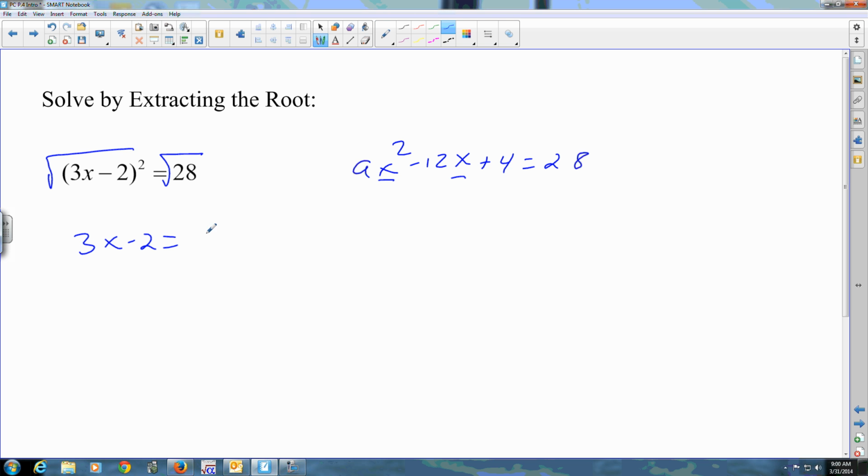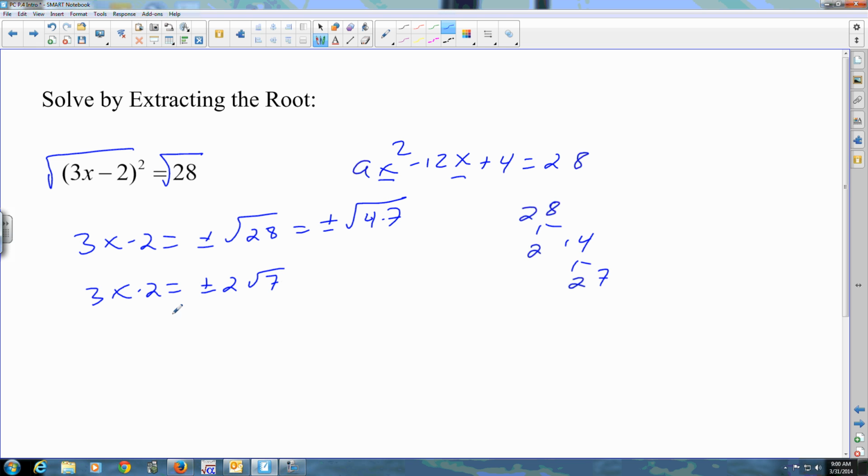3x minus 2 equals plus or minus the square root of 28. Remember, 28 you have to reduce because it's in a root. So you have 2 and 14, 2 and 7, so you have 4 times 7. Square root of 4 is 2, so you have 3x minus 2 is equal to plus or minus 2 root 7. Add the 2. Divide by 3, and you're finished. Okay? So this would be your answer. So that's called extracting the root. Don't expand it, just square root both sides.